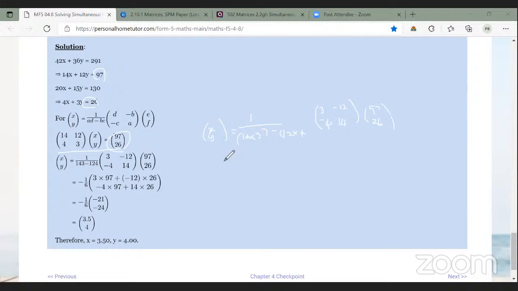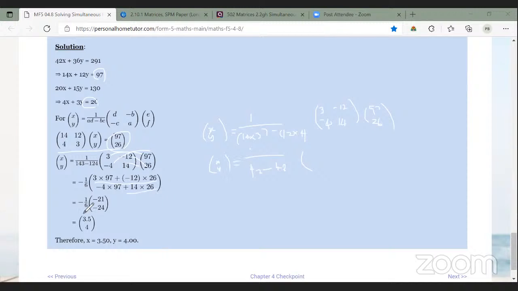All right. So xy equals to 1 over 14 times 3, you would get 42, minus 12 times 4, you would get 48. Yeah. So then here, you can see they already times it in immediately. So again, following the same concept, 3 times 97, negative 12 times 26, negative 4 times 97, 14 times 26. So you can see that's sort of the working they did down there.